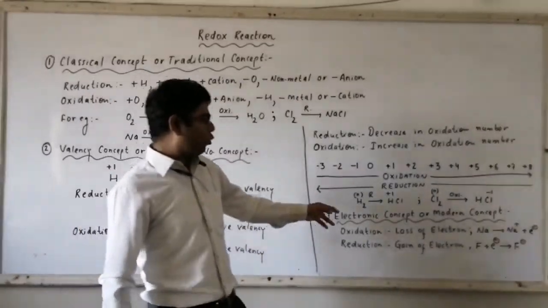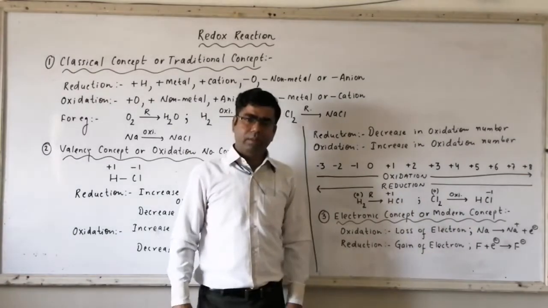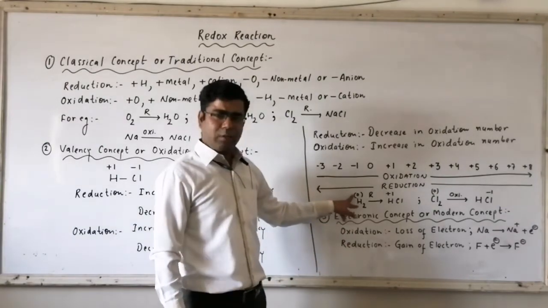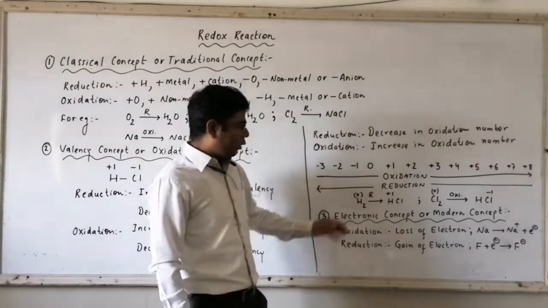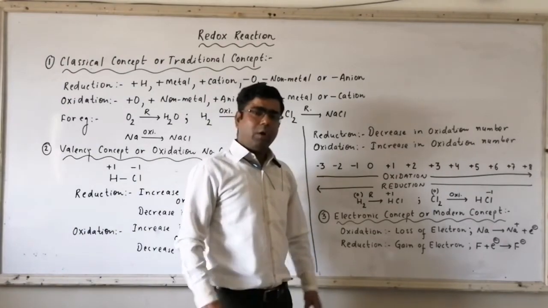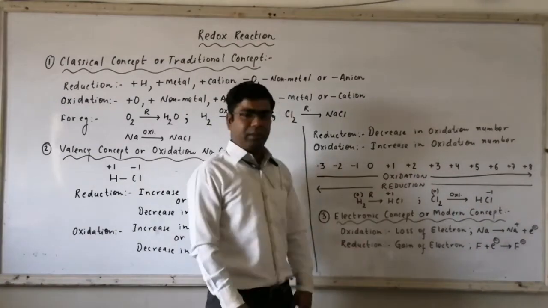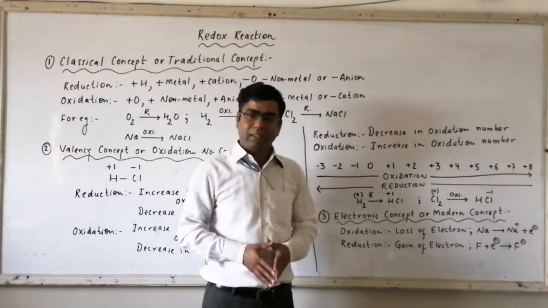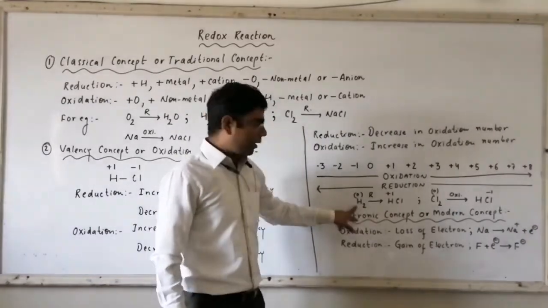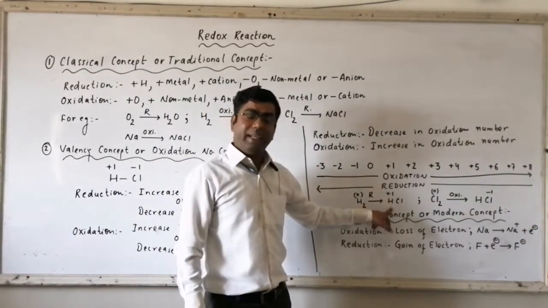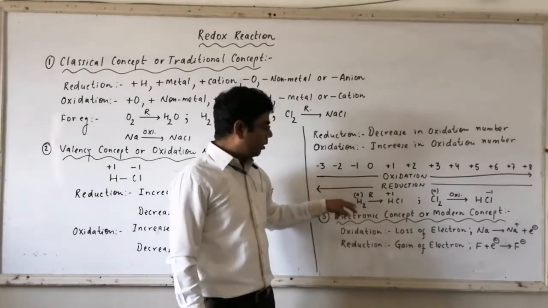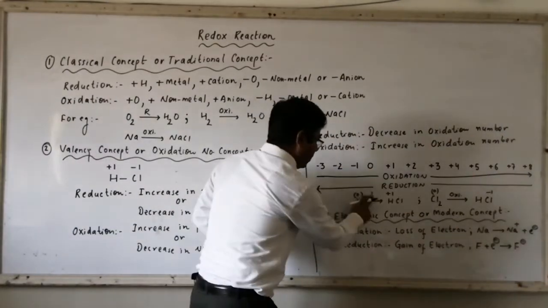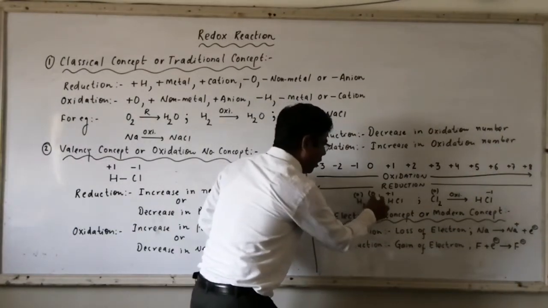Like here, H2 gets converted to HCl. It's the free state of hydrogen, so each atom will have zero OS, oxidation state. When it is converted to HCl, the oxidation state of hydrogen becomes +1. So what is the change? 0 to +1, this is an increase in OS. So when H2 gets converted to HCl, it is called oxidation of hydrogen.